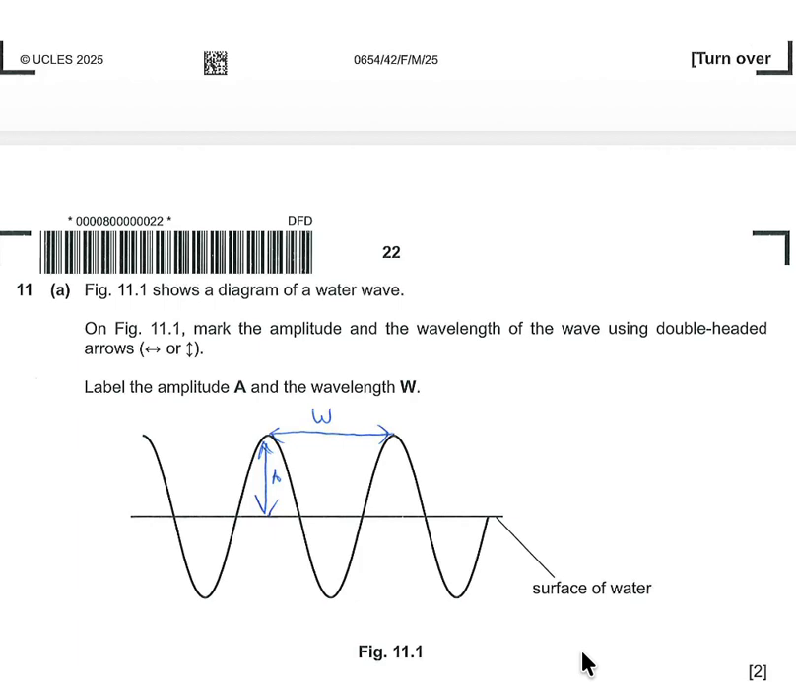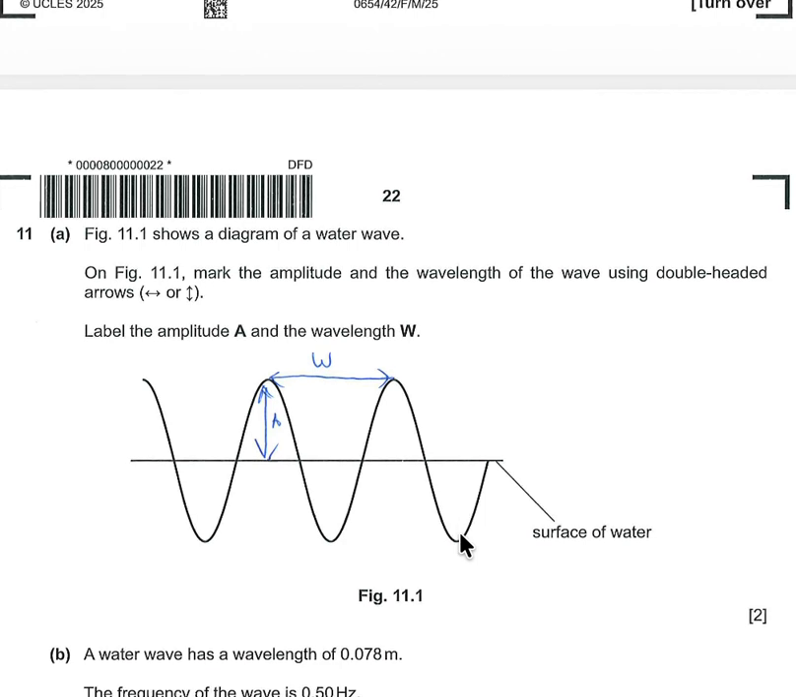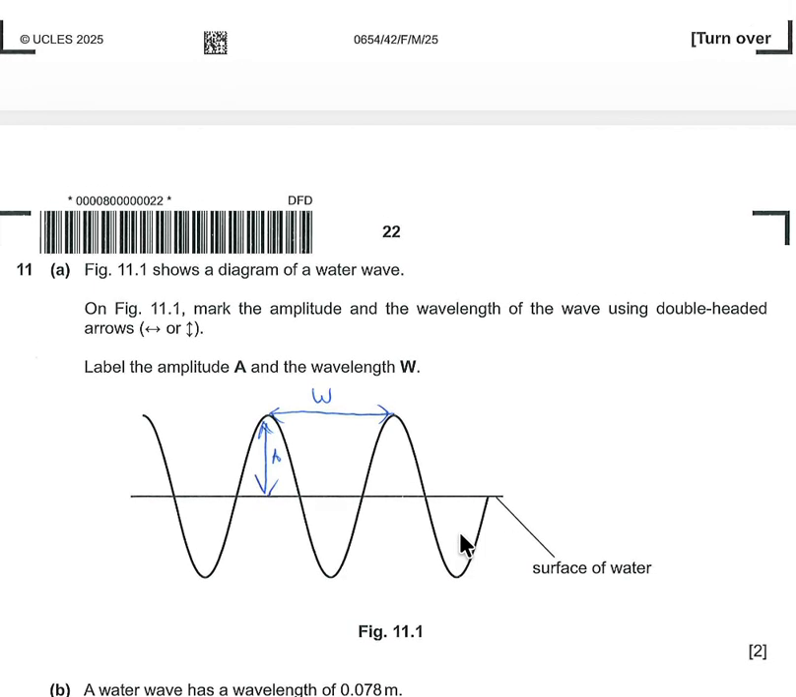I'm aware of that. Okay, we've got a water wave, transverse. Remember, we've got the disturbance, which is perpendicular to the direction of energy transfer. Figure 11.1, we're being asked to mark the amplitude and the wavelength. Now, again, the only problem you're going to have with this question, I think, is making sure that you read it carefully. You must do the labeling as they want.